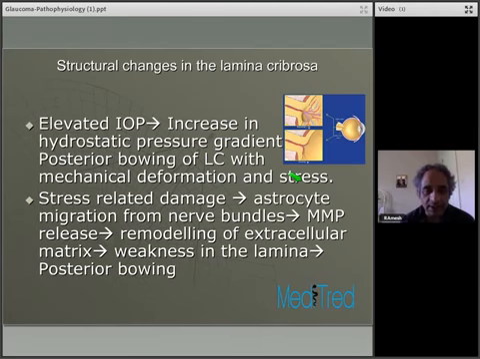So the stress-related damage leads to astrocyte migration from the nerve bundles, MMP or matrix metalloproteinase release, which leads to remodeling of the extracellular matrix, weakness in the lamina, and posterior bowing. And along this pathway, you will hear a lot about two things here: the extracellular matrix and MMP or matrix metalloproteinase release. And between the two of these, it's supposed to alter the environment in that area, leading to cell membrane damage and loss of axonal flow and loss of retinal ganglion cells.